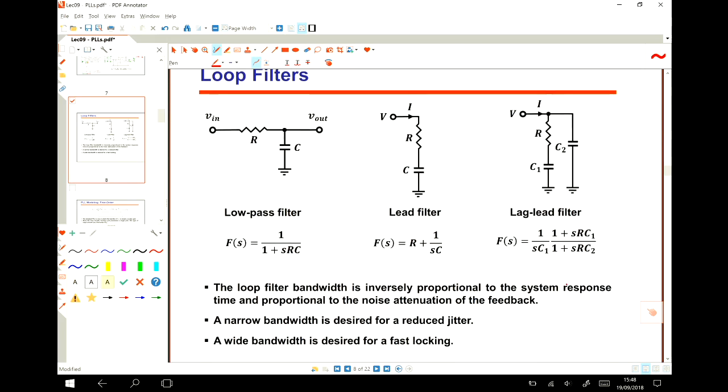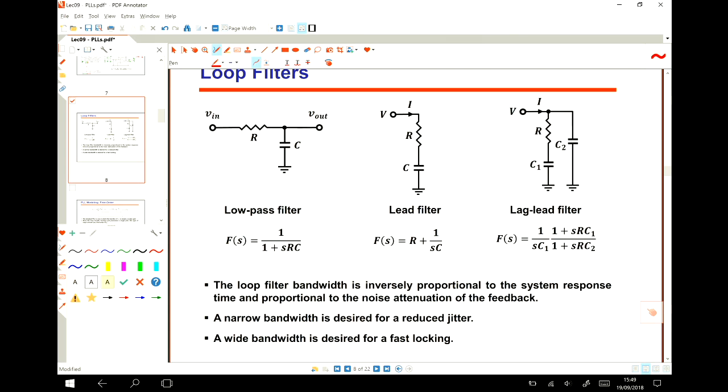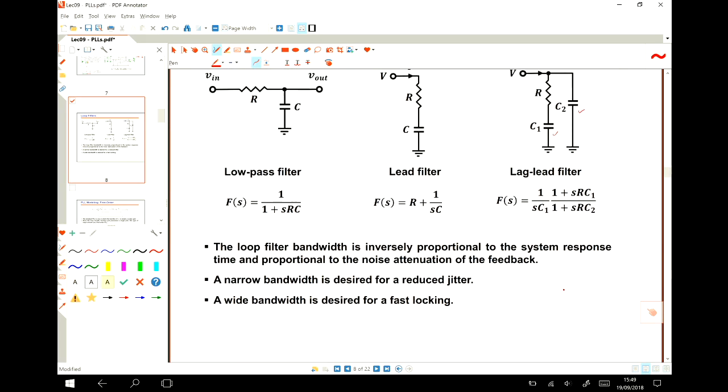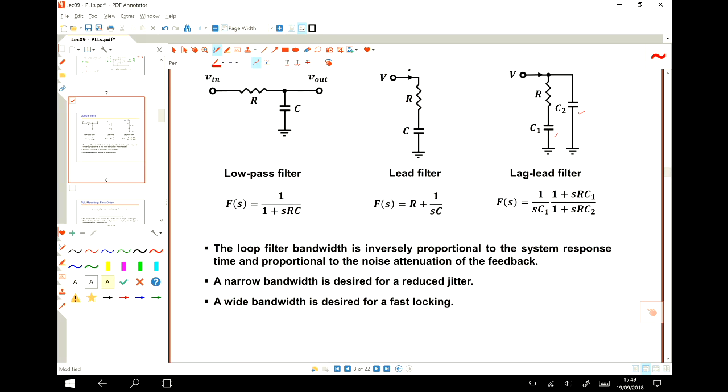This one, the lag-lead filter. So we have two components actually to control our loop. We will see that this one gives you more freedom, and this is of more interest. But I'm going to demonstrate the performance of all these filters to see what the characteristic of each of them is. One thing that you should consider is the bandwidth of the filter.